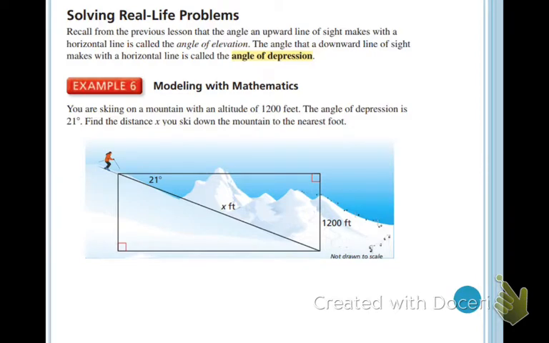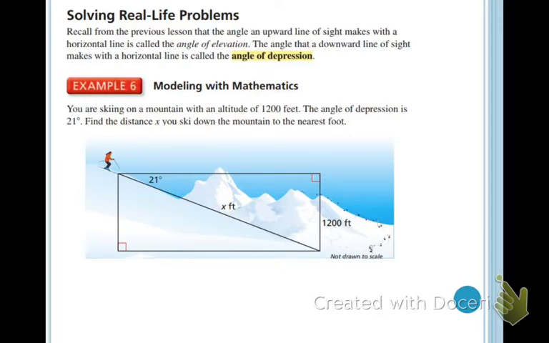The angle of depression. So if you look, again, an angle of depression is a horizontal line and then a ray going downward. There's your horizontal line and then a slope going down. So it's 21 degrees. And then it says, find the distance x, which is right here, that you ski down the mountain to the nearest foot. You'll actually see a problem like this if you see a submarine problem. Submarines dive downward at a certain degree, and they'll use sonar about depth to figure out how far they need to go. So that's kind of a purpose of trigonometry.